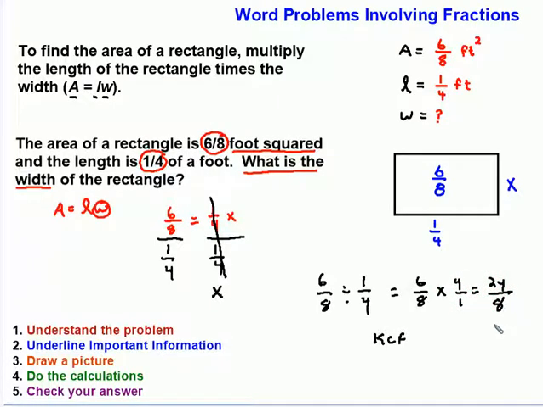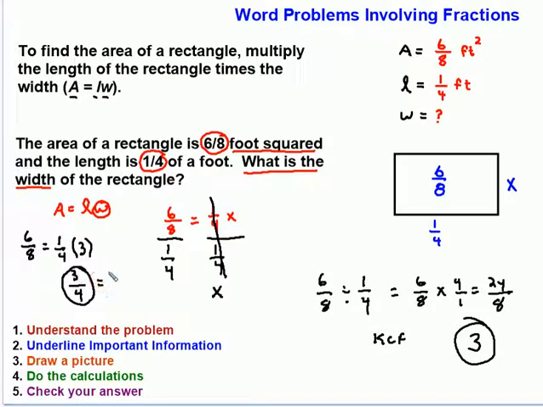And what is 24 divided by 8? That is 3. So we'll check our answer. Our area is 6/8, and that should be equal to the length, 1/4, times the width, which is 3. And if we multiply these together, we get 3 times 1 is 3, and that's over 4. Now that is not the same answer, right? 3/4 is not equal to 6/8. Or is it? Because 6/8 can be simplified.